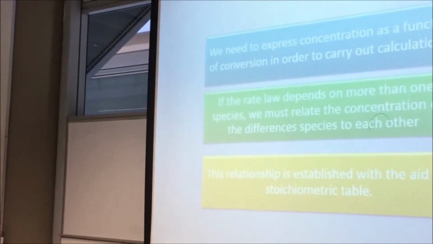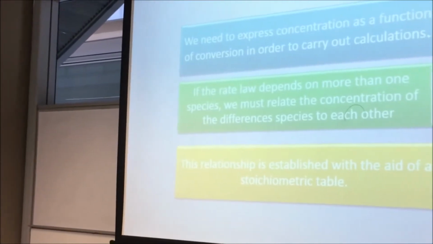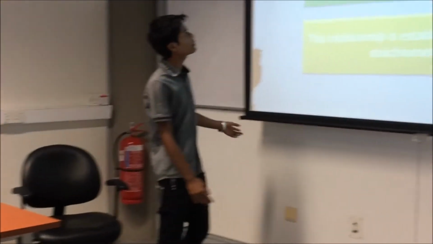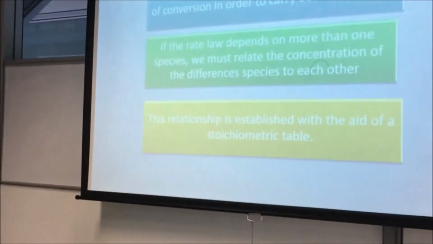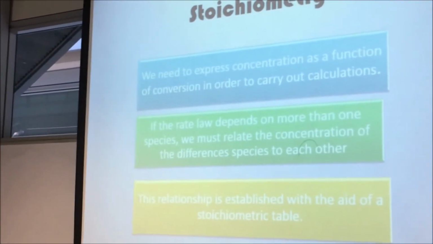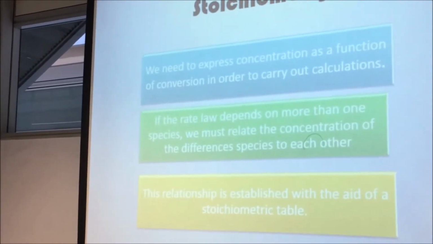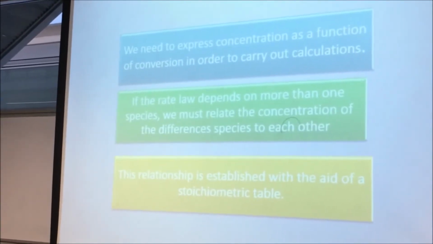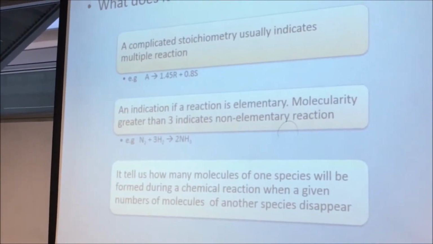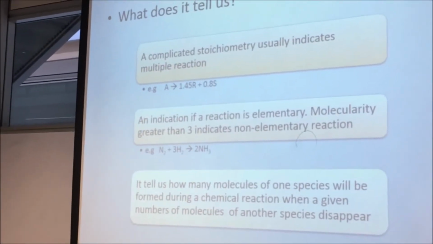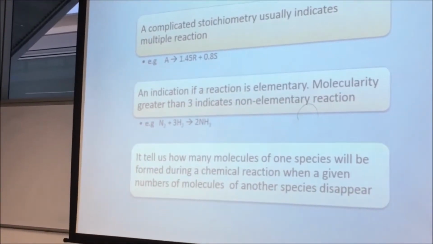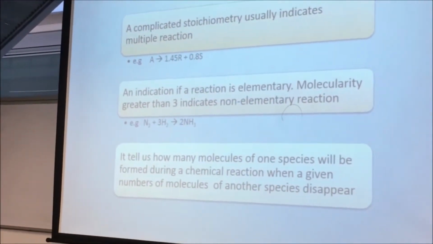Okay. For the first part, which is rate law, I've explained some basic information, and then for this second part, which is stoichiometry. Okay, stoichiometry. We need to express concentration as a function of conversion in order to carry out calculations. Stoichiometry, what does it tell us? Basically, stoichiometry can tell us many things. For example, a complicated stoichiometry usually indicates multiple reactions.